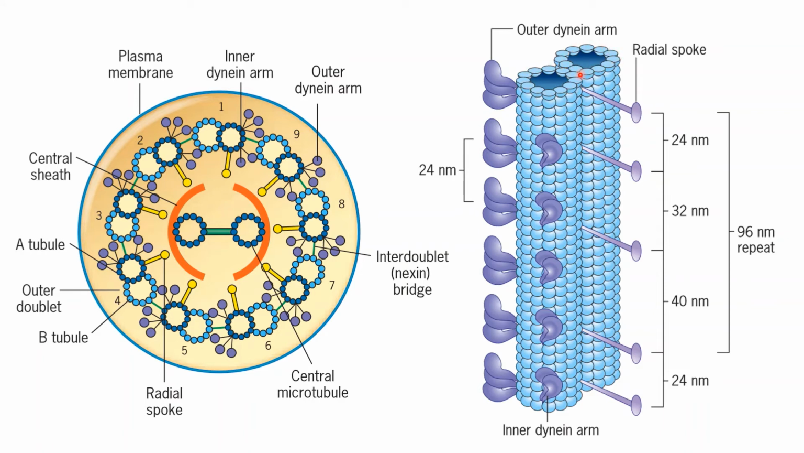So you can see how the dynein are projecting outwards from the A microtubule. And here in between are the spokes that would connect this doublet to the central sheath.